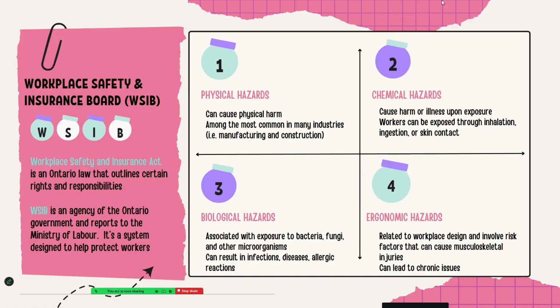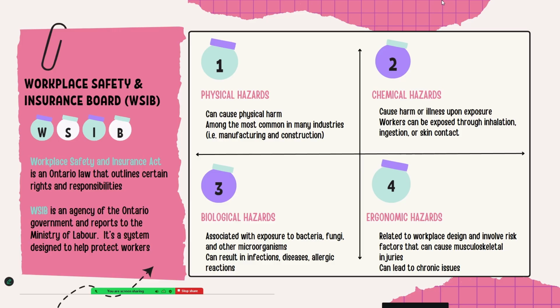We talked about the Workplace Safety and Insurance Act, that it's an Ontario law that outlines certain rights and responsibilities. The Workplace Safety and Insurance Board, WSIB, is an agency of the Ontario government that reports to the Ministry of Labour. It's a system designed to help protect workers. And this is where we jumped into the various hazards that WSIB has identified.